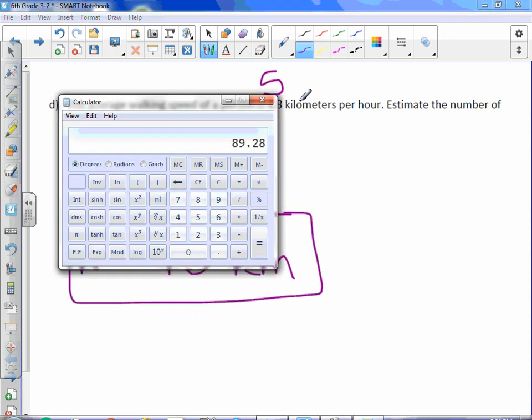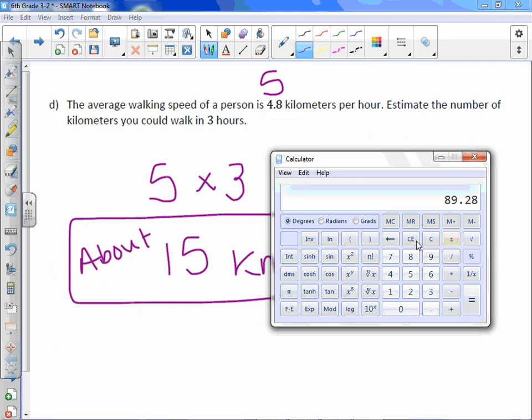And let's just do a quick check on the exact amount here. We have 4.8 times 3. 14.4 is pretty close to 15, so I would say yes, this is a reasonable estimation.